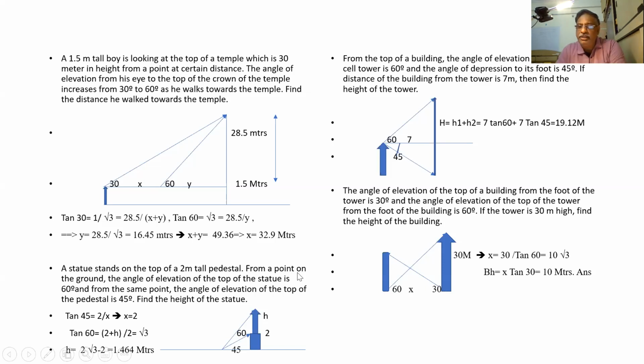Whenever it says tan 60, it starts with sin 60 by cos 60. Sin 60 is root 3 by 2, and cos 60 is 1 by 2. The 2 gets cancelled out in both cases. Tan 30 is 1 by root 3.